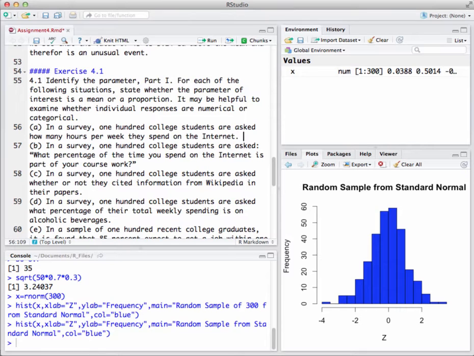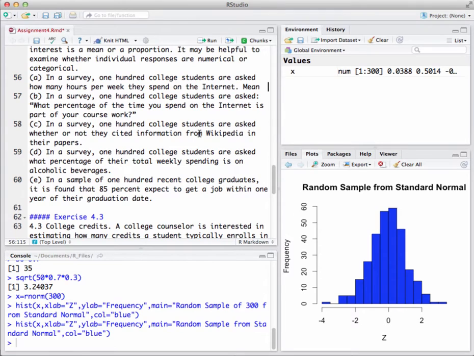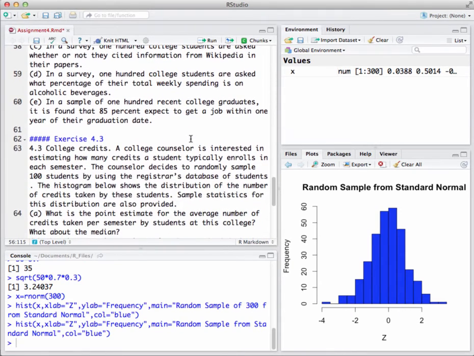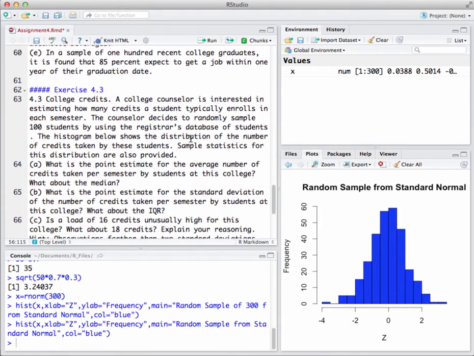This isn't a survey. 100 college students asked how many hours per week they spend on there. We can type in the mean, right? Okay, etc. So I'll let you guys go ahead and do that. That's not horribly tough. So you come in and just type in the answers. I mean, it's probably harder to cut and paste it than it is to type the answers in there.